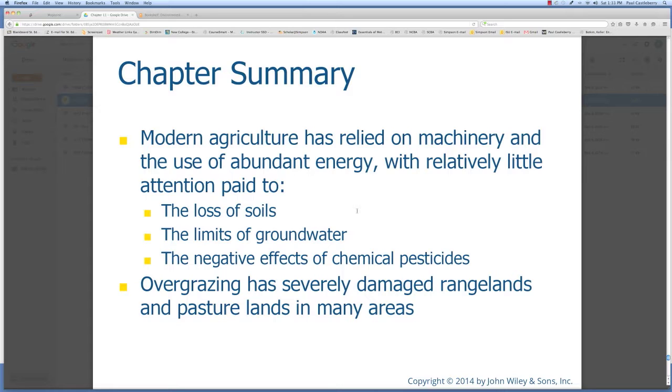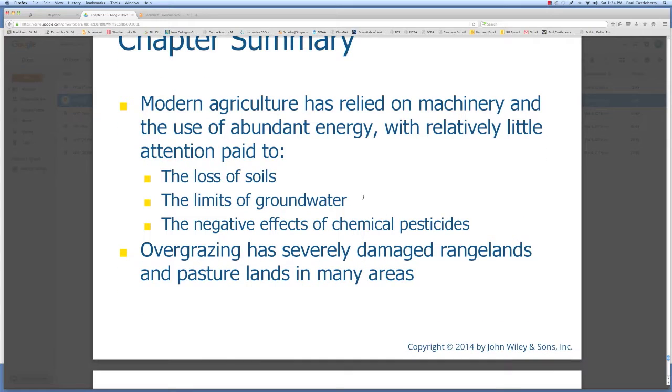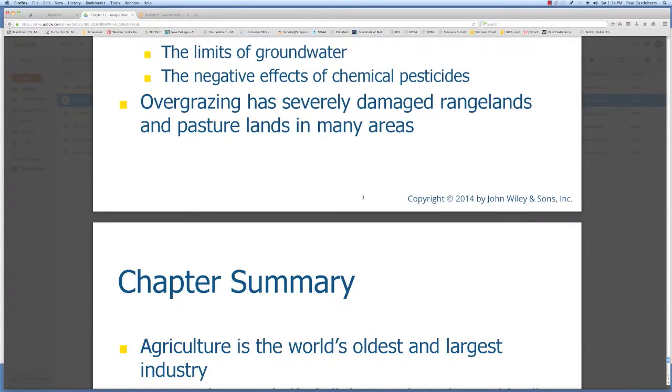If you look over at the west, there's been a decrease in snowfall in the mountains. And mountain snows during the spring melt help to produce water for areas downstream, such as in Colorado, Arizona, and California. Well, we'll talk about that later, but water is a huge, huge limiting factor. And then, of course, the negative effects of chemical pesticides. Overgrazing has also led to erosion and also taking out nutrients from the soil.